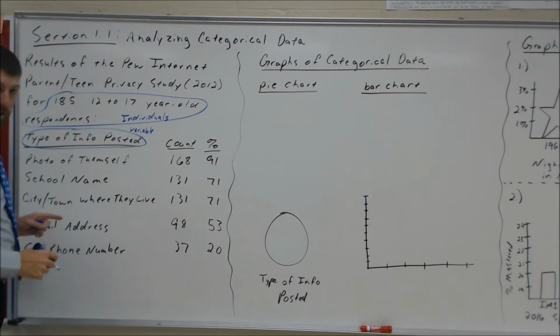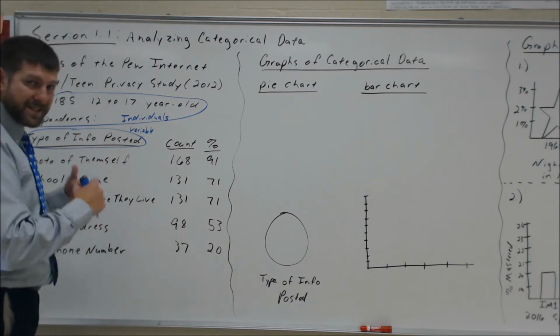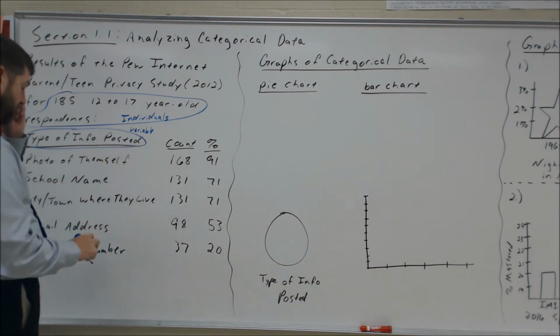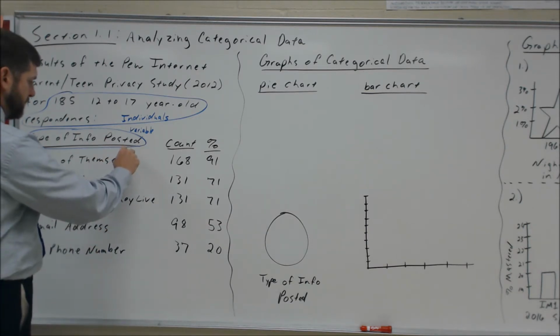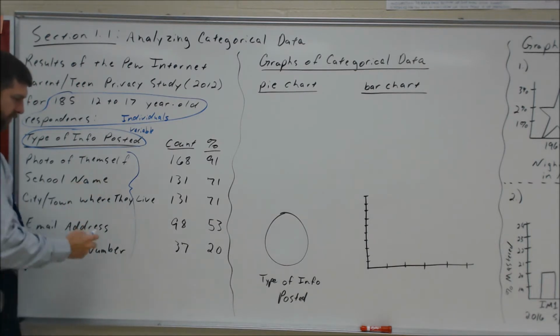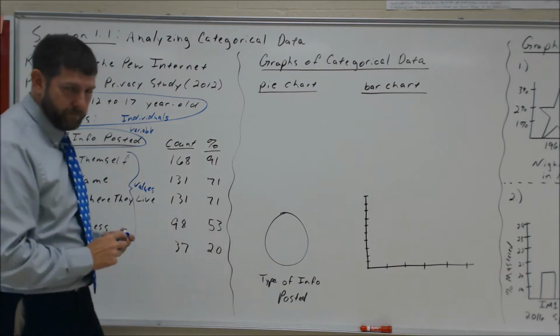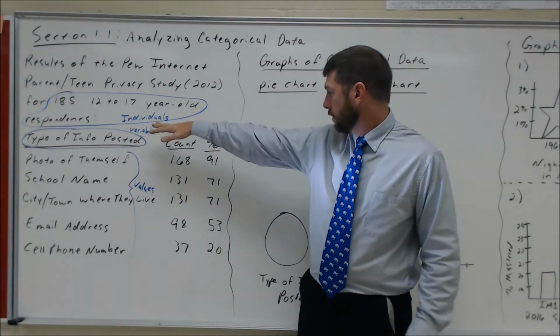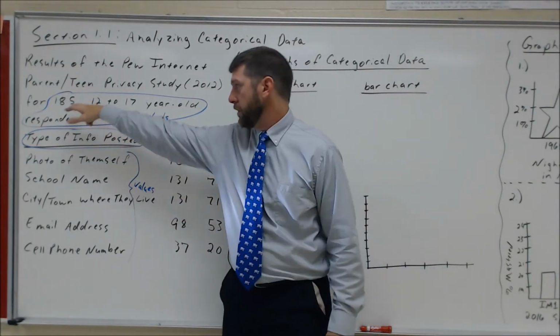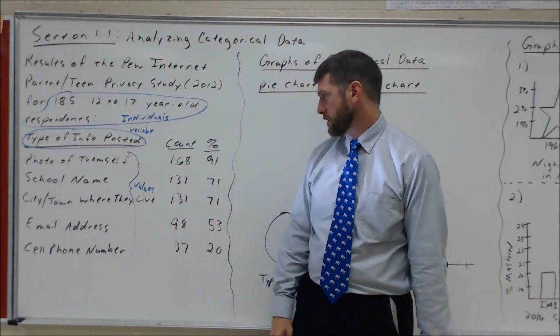These would be considered values, like we talked about in the last section. So the values are the specific outcomes that the variable can take on. So these, photo, school, city, email, cell phone, these are called values. So we know who we're learning about, we know how many people there were, we know what the variable is and what values the variable takes on.